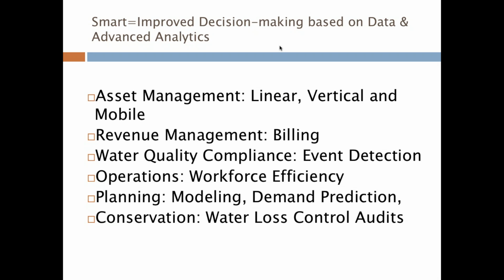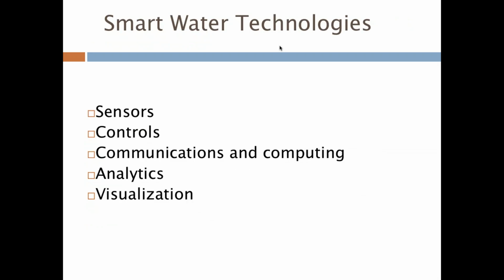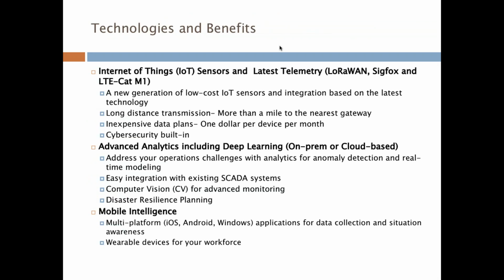Again, the workforce efficiency: where do you dispatch something? Is there likely a main break or something that's going on? On the planning side, traditionally we're used to taking your model off the shelf and doing that. And then on the conservation side, in non-revenue water, how do you account for it and use some of the smarter technologies? So you have sensors, controls, communications, analytics, visualization, and in all those areas you can think about how smart is going to help me.